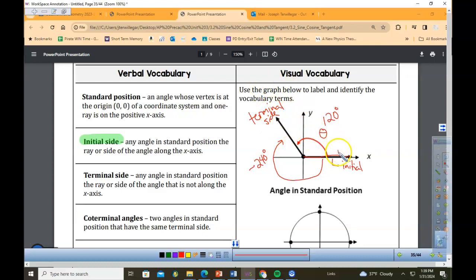I could have also gone around 360 and then 120 more and gone 480 degrees, and it would have been the same terminal side, so it's coterminal. Okay, don't draw that. That got real messy, like my life. No, I'm just kidding. My life's all right.